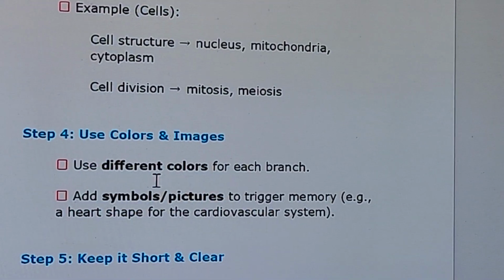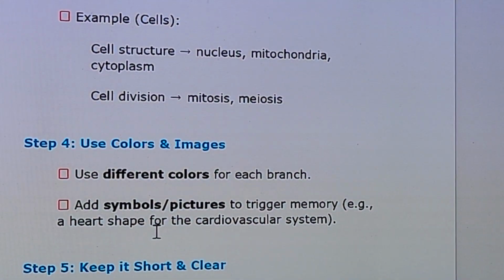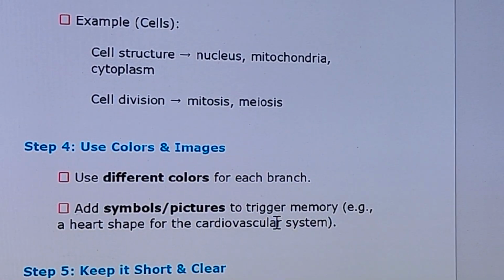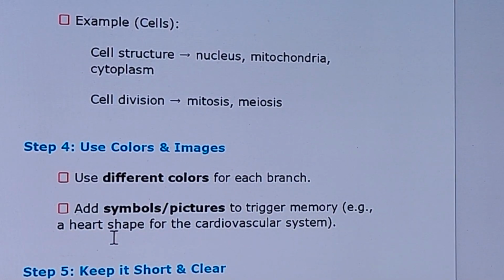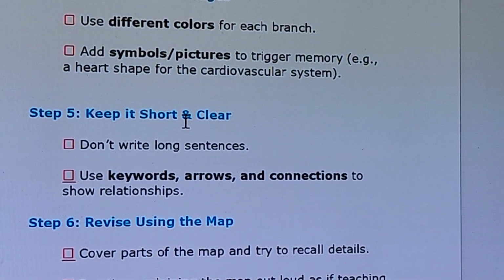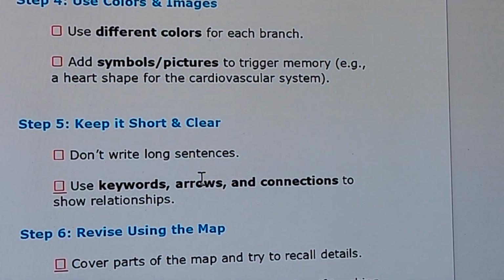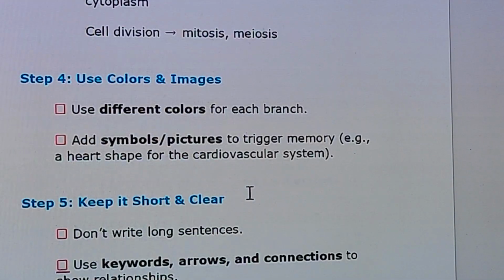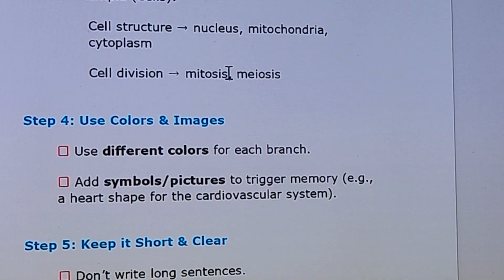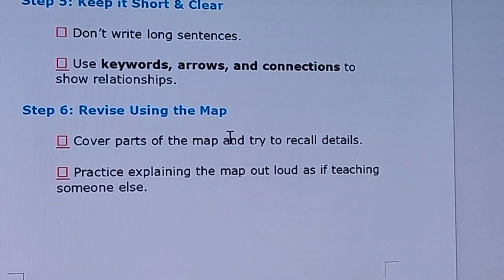Then you use different colors and images. Use different colors for each branch. Add symbols and pictures to trigger your memory. For example, for the cardiovascular system, you put the shape of a heart, right? Then keep it short and clear. Don't write long sentences. It must just be a keyword. Keywords, arrows, and connections. For example, you don't write the entire process of mitosis. You just write the word mitosis and you should know what mitosis is, right?